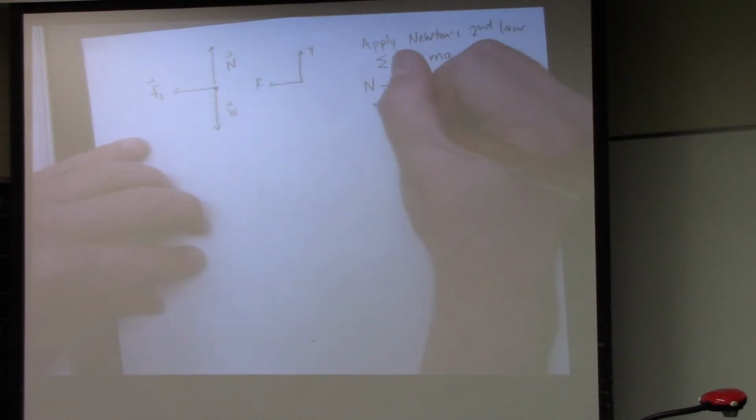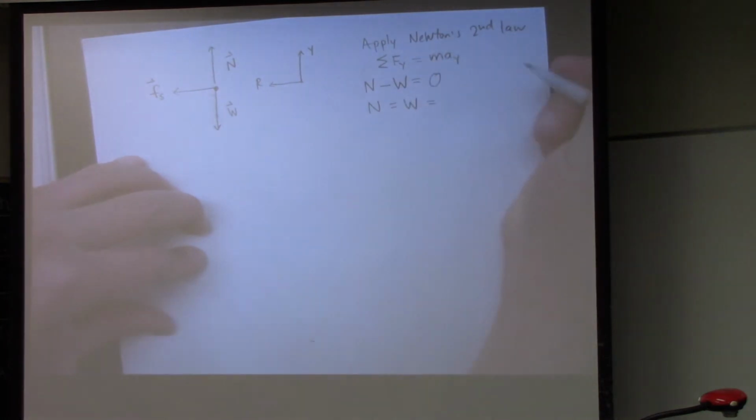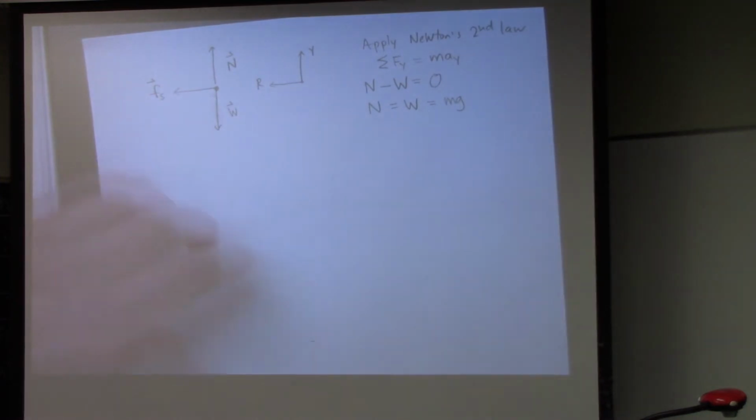What does this give us? N is equal to W. The normal force is equal to the weight. They balance each other out. And the weight is equal to mg. So the normal force is equal to m times g. Pretty simple.